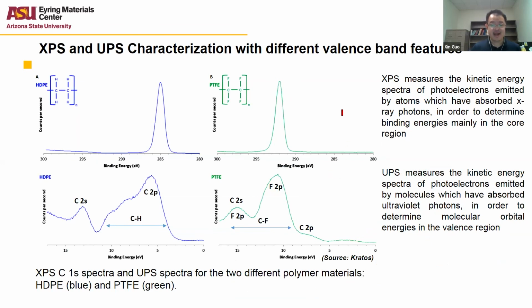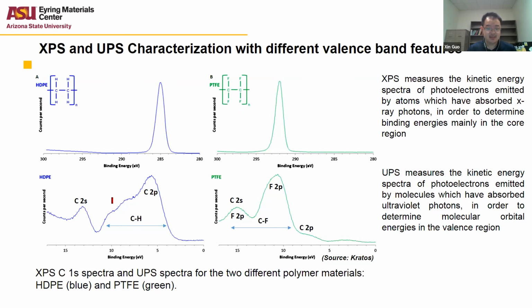And with UPS, we can always do more. So here comes another example. If we only use XPS to look at some materials, it might be hard for us to distinguish them. For example, we see the carbon 1s for high density polyethylene, and we observe just a single peak around 285 eV. Similarly, we would observe just a single peak of carbon 1s for PTFE. So that would just confuse us. We don't know if they are different materials or not.